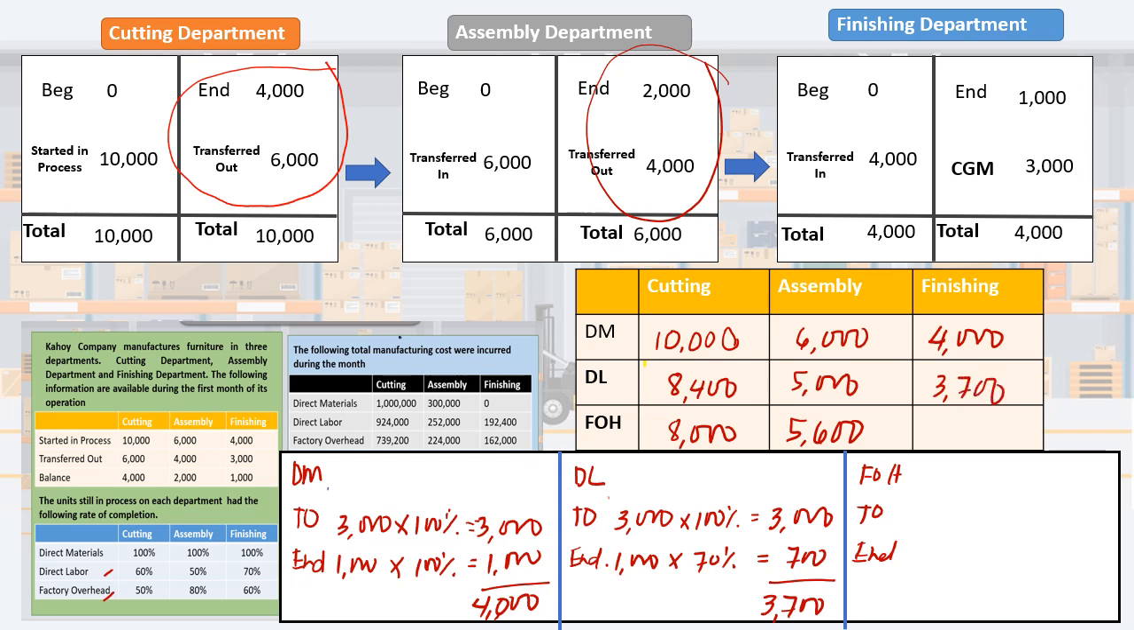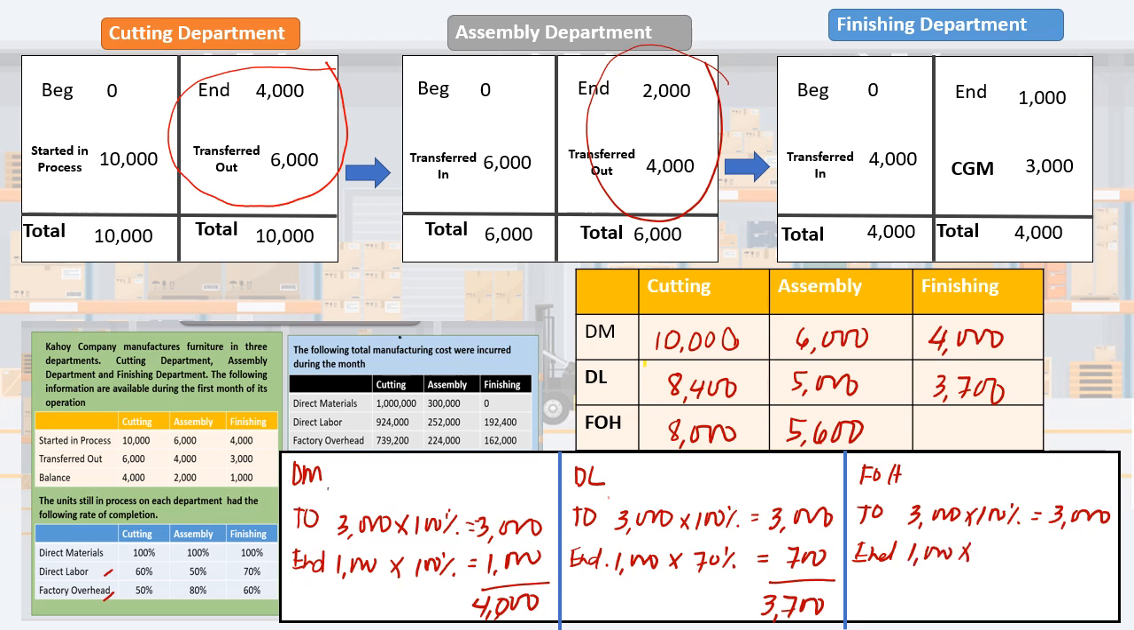Transferred out units, 3,000. Times rate of completion, 100%, because it's already transferred out. So, that is part of the cost of goods manufactured. So, let's put here 3,000 units. So, our ending is 1,000 units.